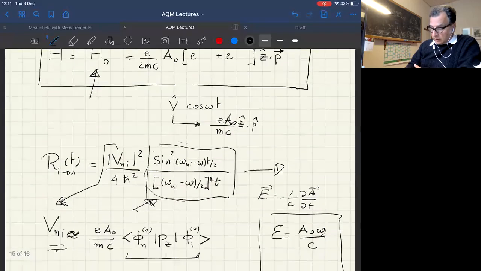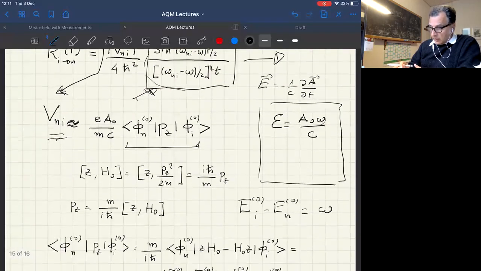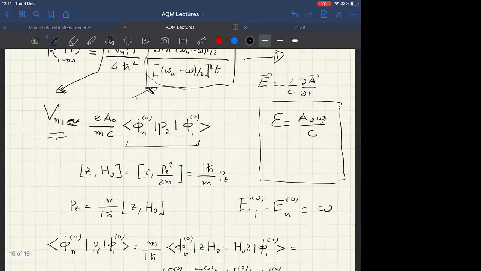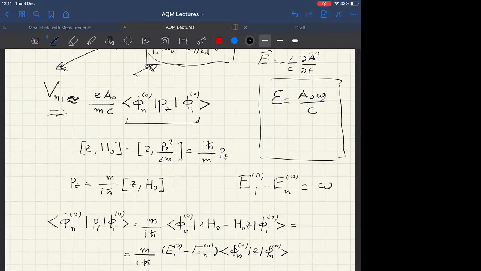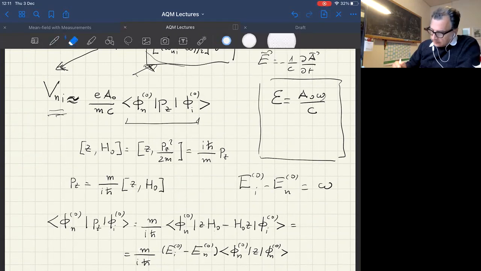Yes, now we go to the previous page. The bottom one, I think. Yeah, the bracket. Why is it between N and N, not N and I, the last term? Because it's I.